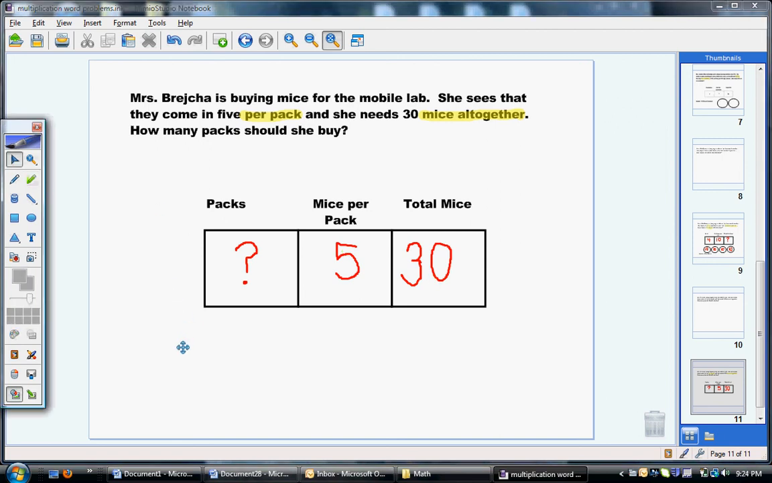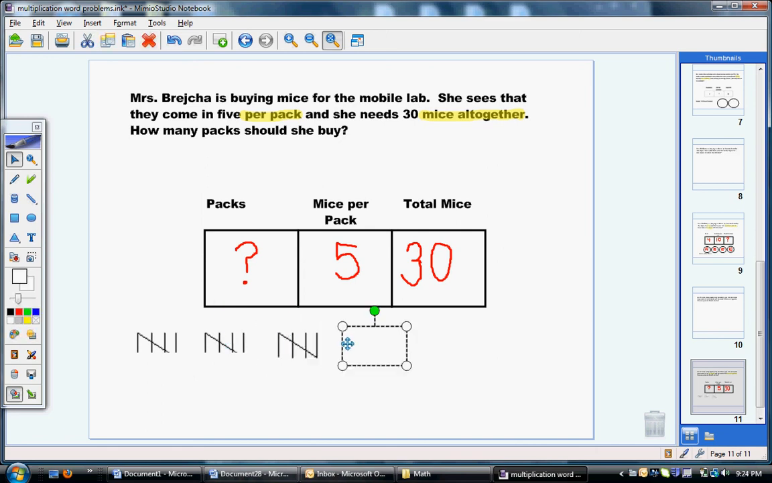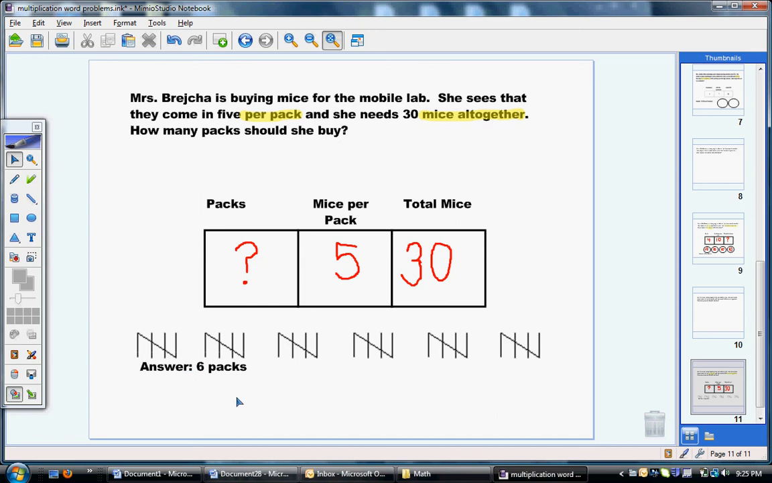So I can make one group of 5, and another group of 5, I have 10 mice. Another group of 5, 15 mice. Another group of 5, 20 mice. Another group of 5, 25 mice. And one last group of 5 would give me 30 mice. Now I just need to count how many packs that is. 1, 2, 3, 4, 5, 6. I have 6 packs of mice.